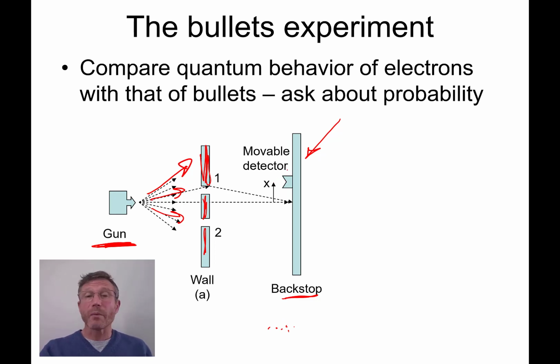That's important, actually. But we also have a movable detector that we can move up and down, and we can ask, how many bullets hit this detector as a function of this position X away from the center? This X is measured away from the center of the gap between the two slits. So this is our experiment, first a classical experiment.